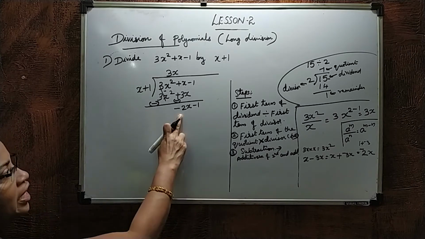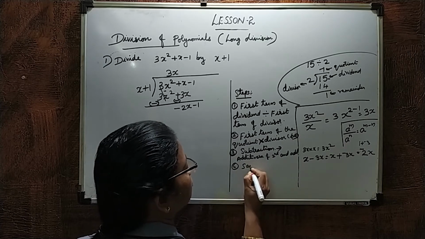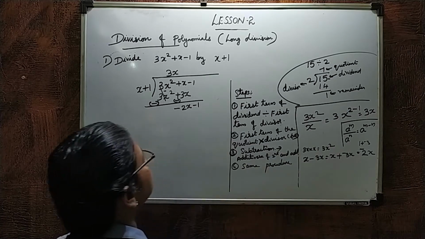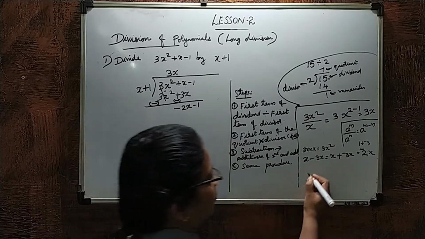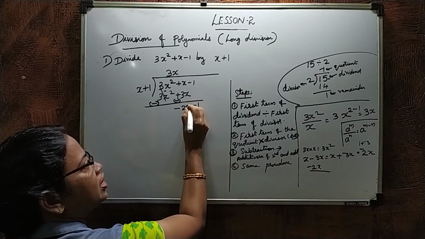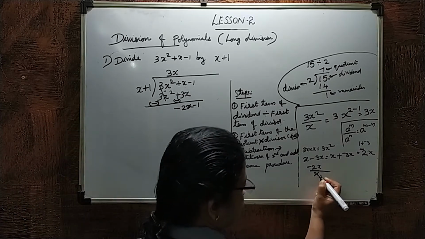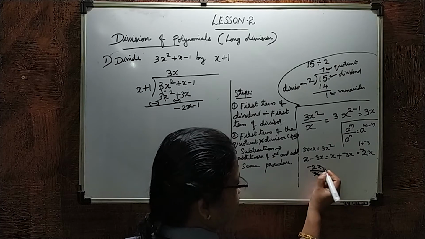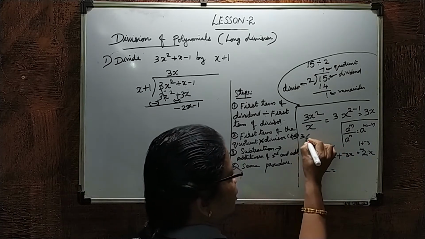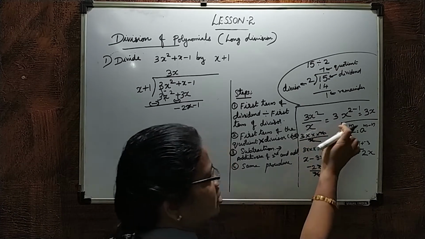So here it is negative 2x divided by x. It is the same procedure. Negative 2x by x: first term of the dividend divided by first term of the divisor. Otherwise just cancel. Otherwise, here also, if you want to cancel, how will you cancel? Here 3 into x square means x into x, divided by x. x and x cancel. The balance will be 3x.